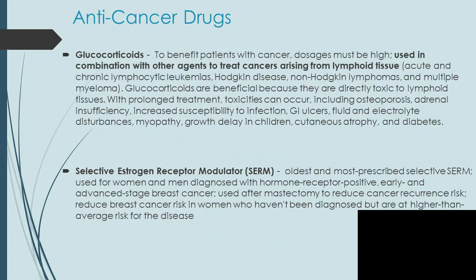Two types of anti-cancer drugs that we kind of want to shine a light on are glucocorticoids. Some people don't really understand what those are used for. To benefit a patient with cancer, the dosage must be very high, and it's usually used in combination with other agents to treat cancers arising from lymphoid tissue. That can be acute and chronic lymphocytic leukemias, Hodgkin's disease, non-Hodgkin lymphomas, and multiple myeloma. Glucocorticoids are beneficial because they are directly toxic to lymphoid tissue.